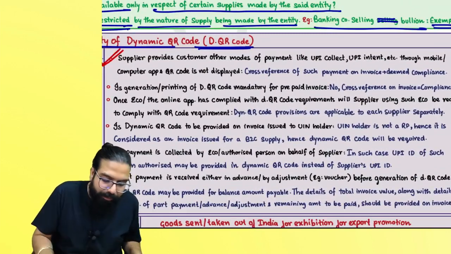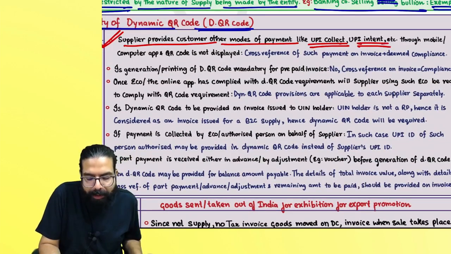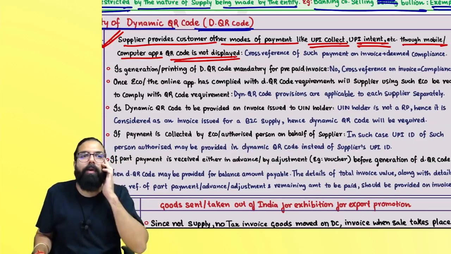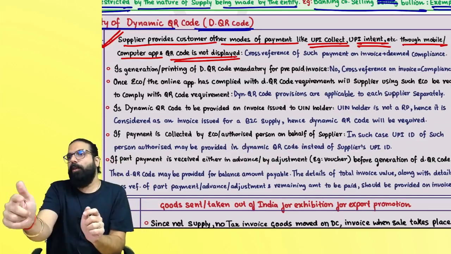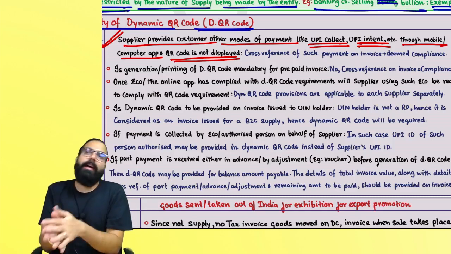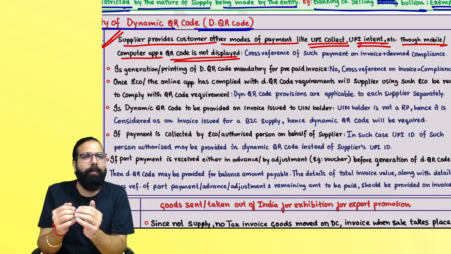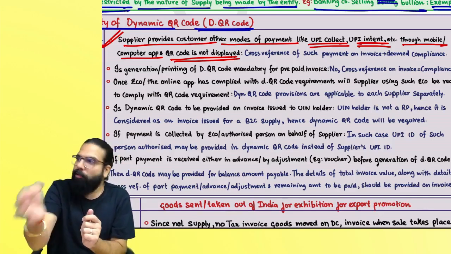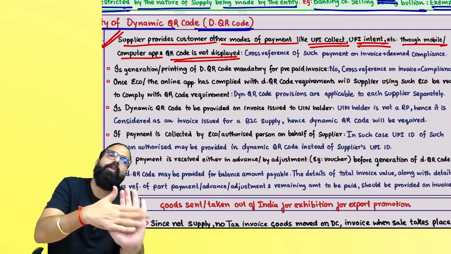The next one is: the supplier provides the customer other modes of payment like UPI collect, UPI intent, or through a mobile or computer app, and the QR code is not displayed. I go ahead and tell my customer, you can make a UPI payment, I will send you one link, you click on the link and the payment will come to me. Sir, in that scenario we don't show the QR code, but we are using UPI payments only. We are taking payment by sending the link. The customer clicks on the link and payment comes. In that scenario, is it still mandatory that I should show the QR code?